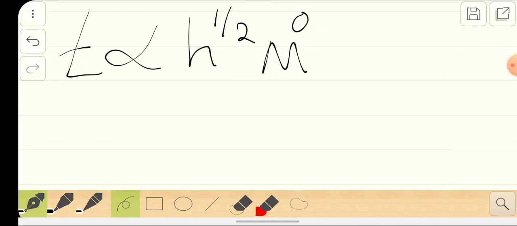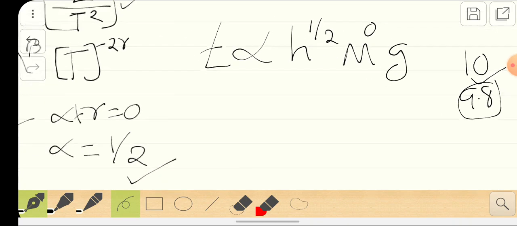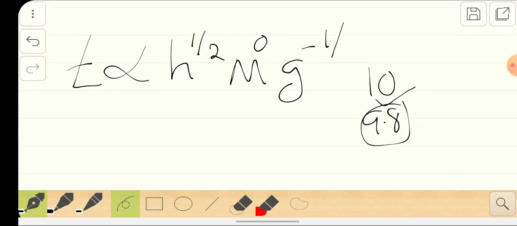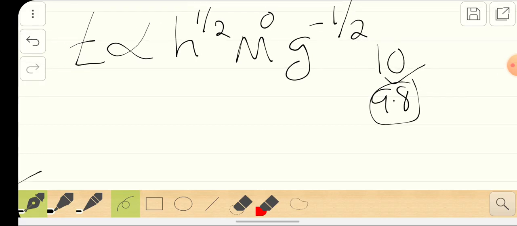The acceleration is the acceleration due to gravity, right? You've seen that its value is 10, or 9.8 if you want to be precise. So it's 9.8 meters per second squared, or 10 on average, approximating. So g will be raised to gamma, which is minus 1 by 2. So that's a very promising relation.